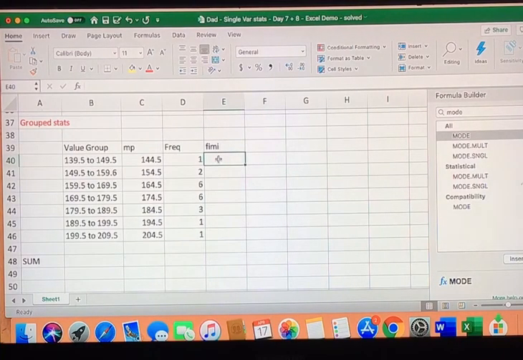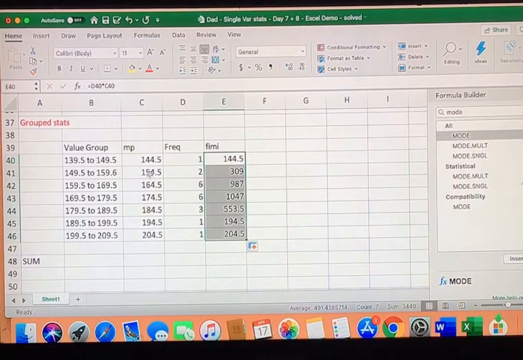So I go equals, and I want the frequency, times, and for times you use a star, which is second function or shift 8. So frequency times my midpoint. Then I just press enter, and the nice thing is that I can slide it down and all of them move with each other.